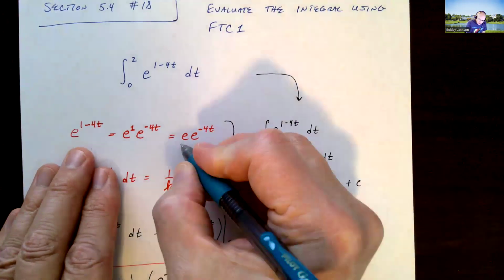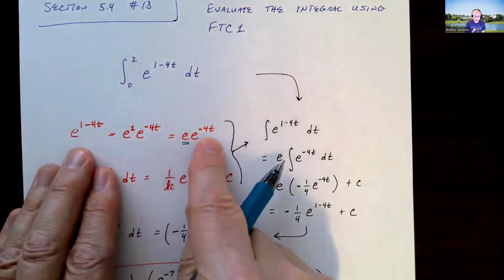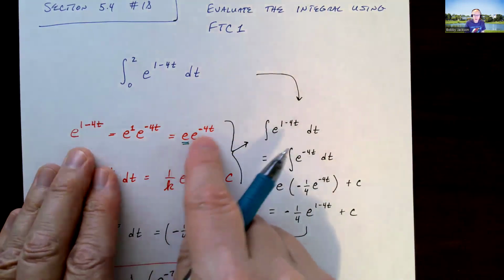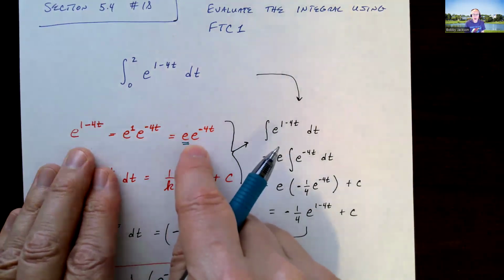So you can write it this way, but e to the first power is just e. And so this is just a constant multiple. It's like e is a number. It's like 3e to the negative 4t or 5e to the negative 4t. It's just e to the negative 4t. So I'm going to use that fact.